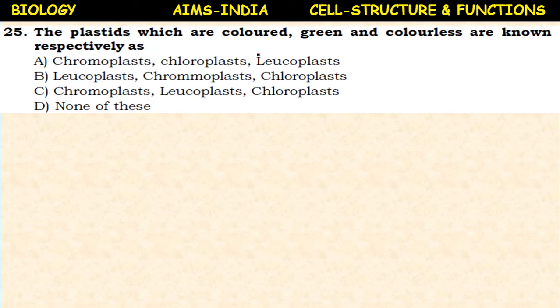Chromoplasts, chloroplasts, leucoplasts. All the options contain the same items, but here respectively one after the other. First, colored plastids are chromoplasts, second, green plastids are chloroplasts, and third, leucoplasts are colorless plastids. A is the right option.